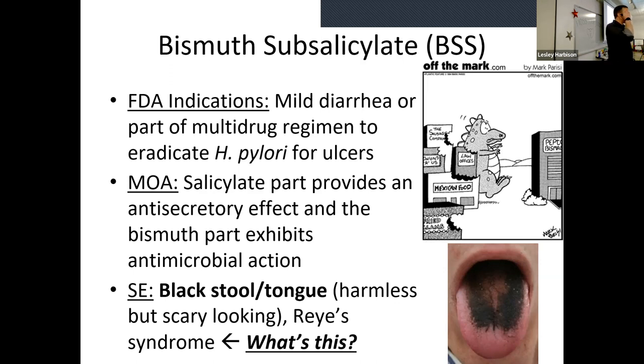The NSAIDs, or actually salicylates in particular, things like aspirin and bismuth subsalicylate, have this potential to cause Reye's syndrome, which is a weird issue that generally happens in kids. It's when they take salicylates following a viral infection. So if someone's got a cold or something and they take a salicylate around it, they can get this Reye's syndrome, which is pretty nasty. And it's thankfully very rare, but when it happens, it's no bueno.